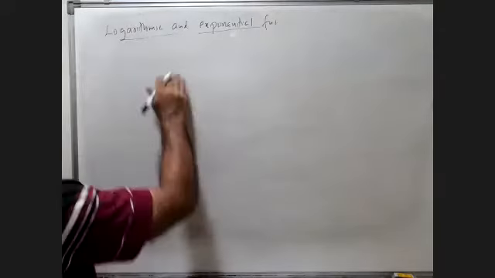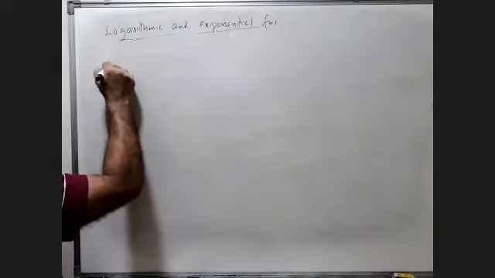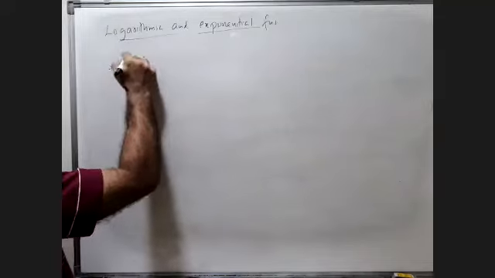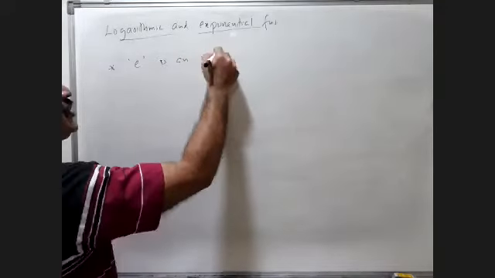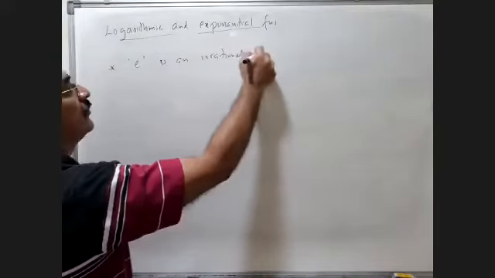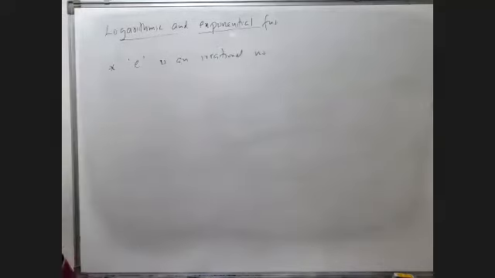Before that, write this one. e is an irrational number.